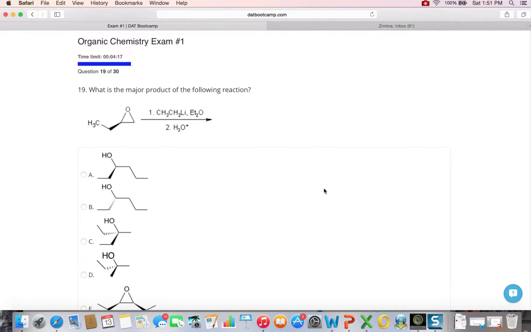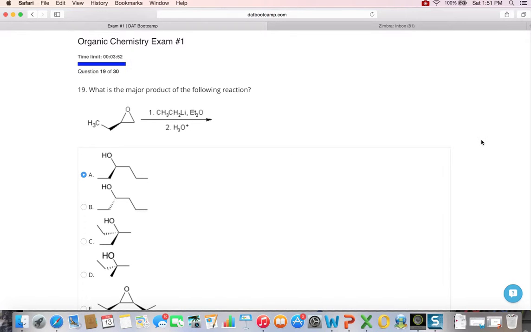What's the major product of the final reactions? Well, this is going to be base catalyzed opening of an epoxide. So the attack is going to be at the less substituted carbon. And secondly, you'll protonate to make an OH. So A looks good. B undergoes inversion. That's not correct. This substitution isn't correct. Neither in D, neither in E. We're going to go with A.